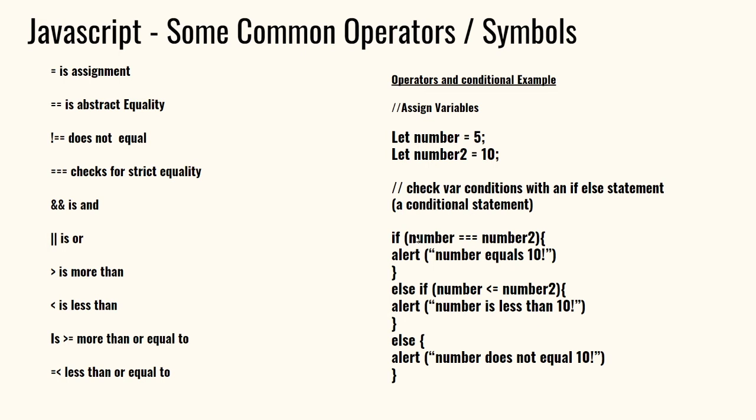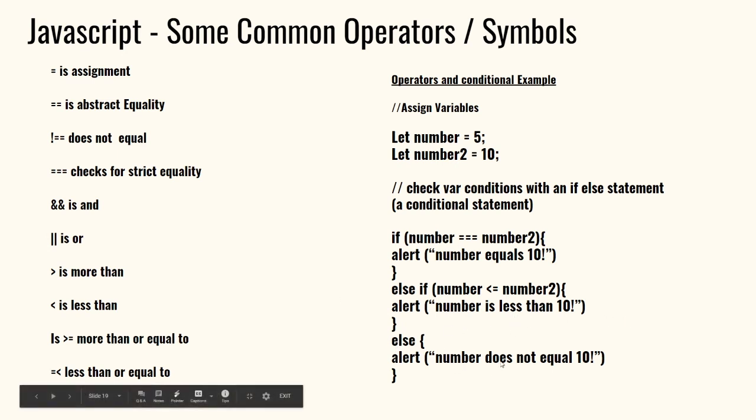Then we want to check. So how we do this is: if number equals, so it's checking for strict equality, equals number 2, this number equals 10. So if this number was 10 and this number was 10, then that would give us an alert, so the number equals 10. And then else if number is less than or equal to number 2, then a number is less than 10, which is what will get executed in this bracket. Otherwise, it just says number does not equal 10, which is like a standard.